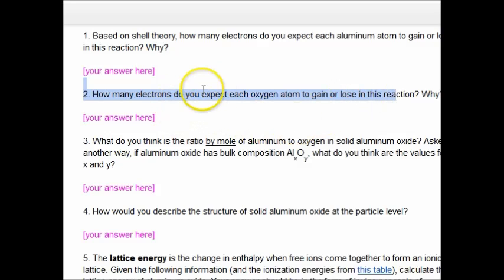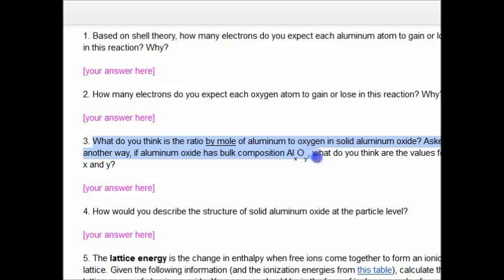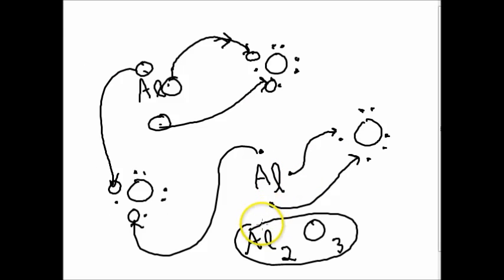How many electrons do you expect each oxygen atom to gain or lose? I've shown that the oxygen atom will gain, and I've shown that it will be 2 each, and I've shown you why. Now, here you have these folks asking for the x and the y in AlxOy. You've seen from the previous explanation that this is the formula. I think you can come up with the answer from there, Marc.